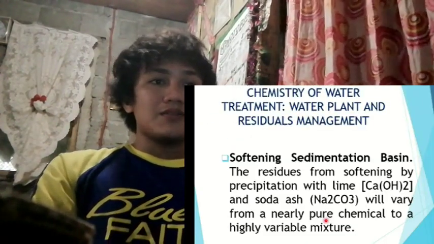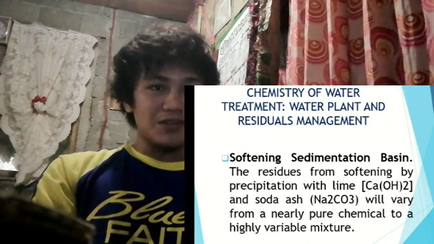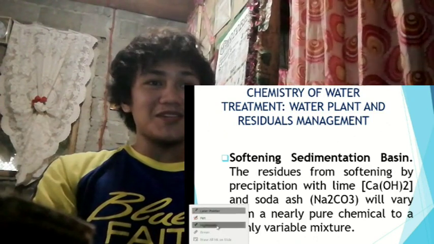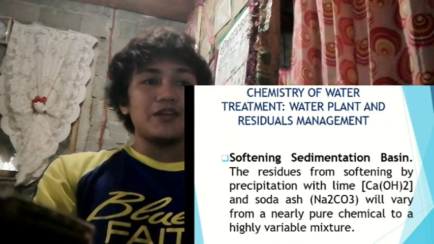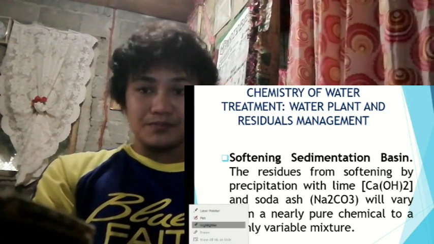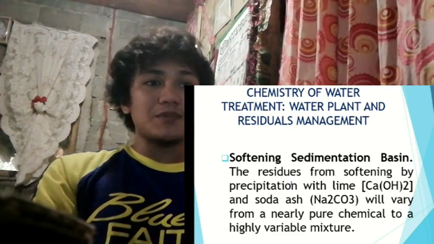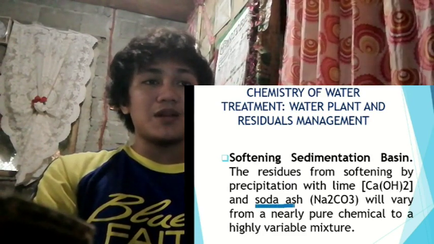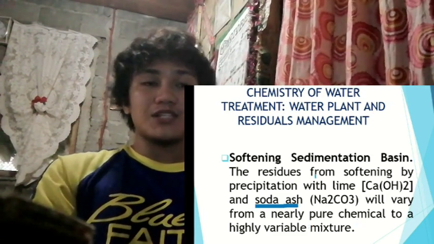Softening sedimentation basin. The residues of softening by precipitation with lime and soda ash will vary from a nearly pure chemical to a highly variable mixture. The softening process discussed earlier in this chapter produces a sludge containing primarily CaCO3 and Mg(OH)2.